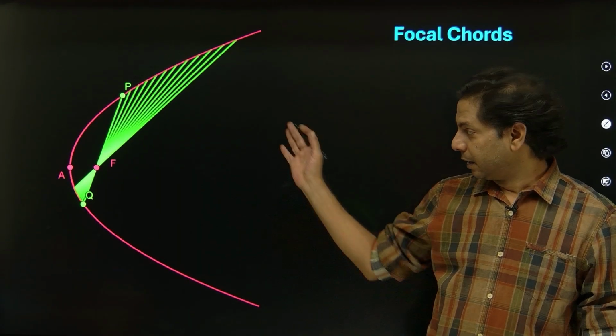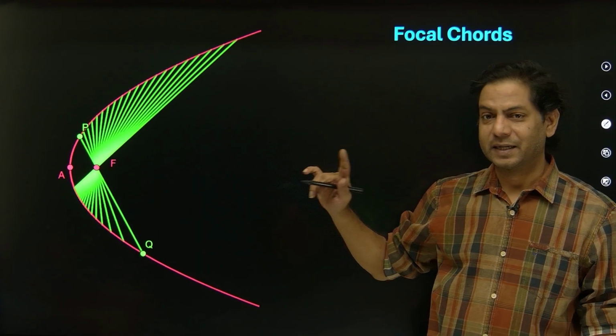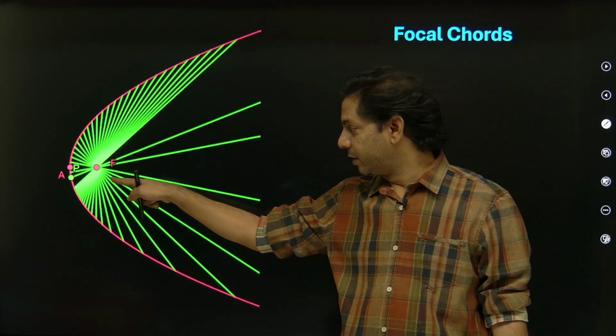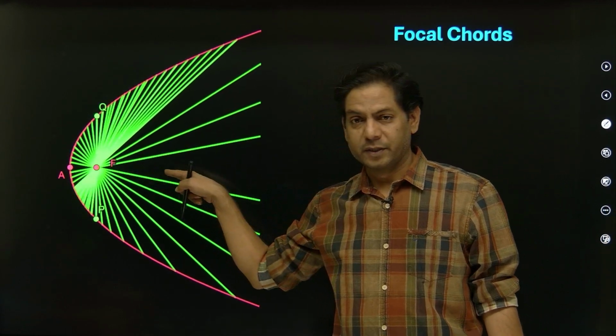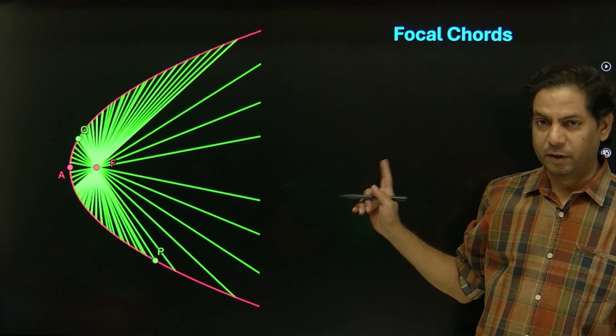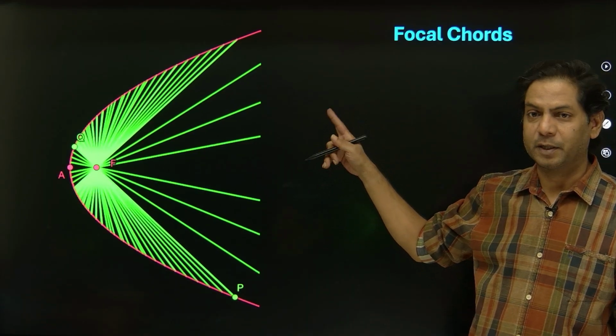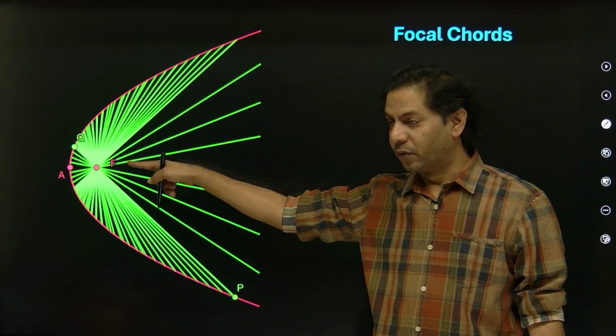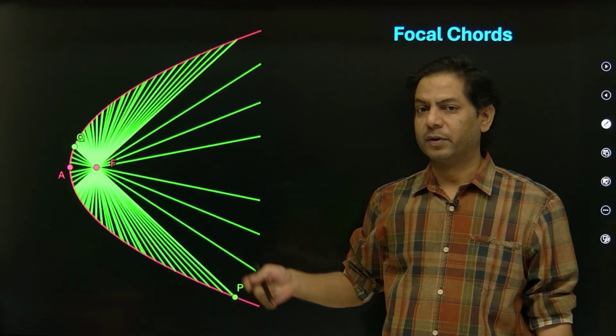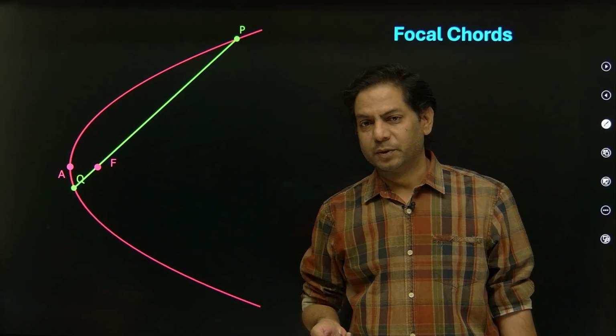So you can see all these lines are focal chords except for the one which is passing through the vertex also, which becomes the axis. That will not be a chord as it is not going to intersect the parabola at any other point other than the vertex. So these are all focal chords. Now what is so special about the focal chords?